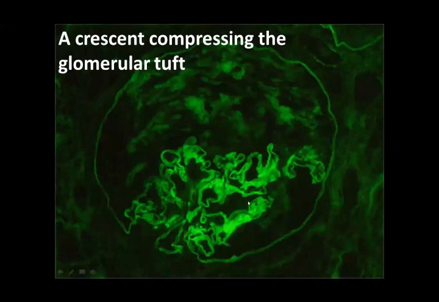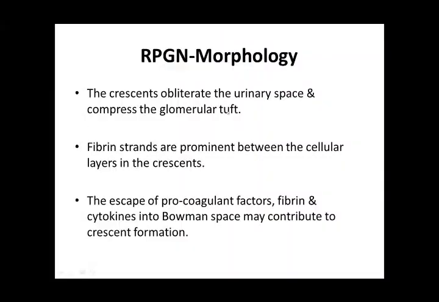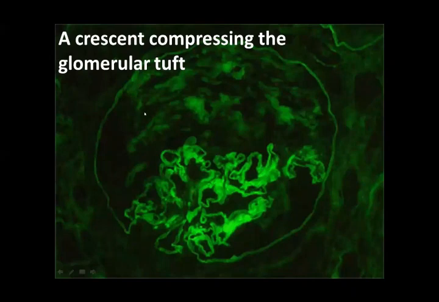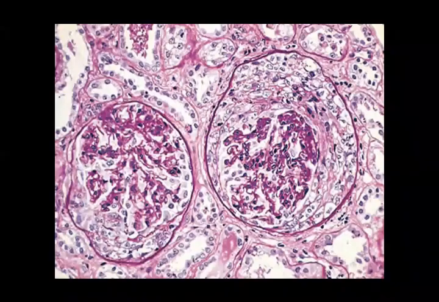This is the crescent. This one is a crescent, and it is compressing the glomeruli. It presses on the glomeruli, obliterates the urinary space, and compresses the tufts. Fibrin strands are prominent between the cellular layers of the crescent. Fibrin strands may be there like that.